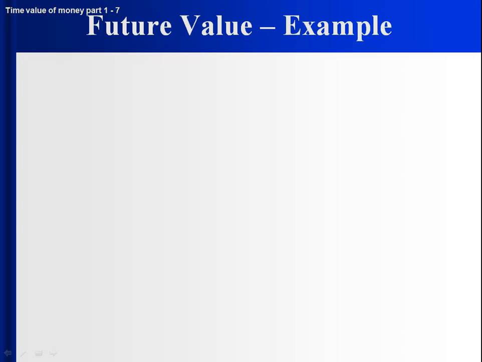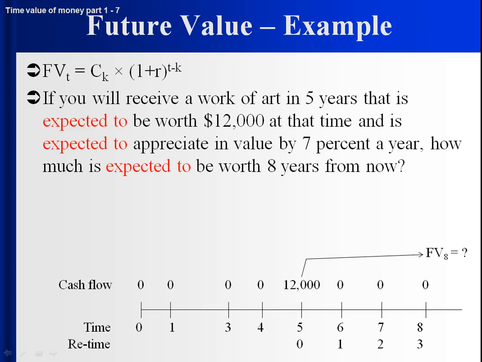So this example, it's like the previous one, but it's a little more realistic. In 5 years, you're going to get this art. That's when the museum's going to release it. And you don't know how much it's going to be worth. It's 5 years from now. There's unpredictability in the art market, but you expect it to be worth 12,000. And you don't know what's going to happen with the art market, but you expect this piece of art to appreciate in value by 7% a year. We can't say for certain how much it'll be worth in 8 years, but how much is it expected to be worth 8 years from now?